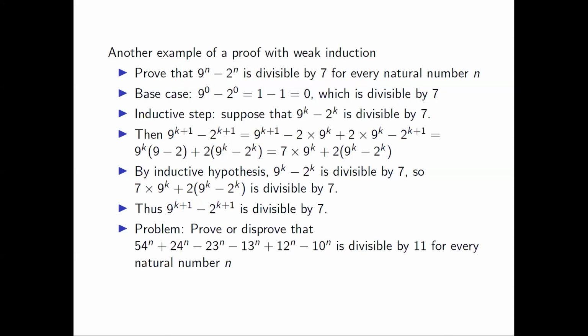So here's a problem for you to think about that's kind of similar. Prove or disprove that 54 to the n plus 24 to the n minus 23 to the n minus 13 to the n plus 12 to the n minus 10 to the n is divisible by 11 for every natural number n.